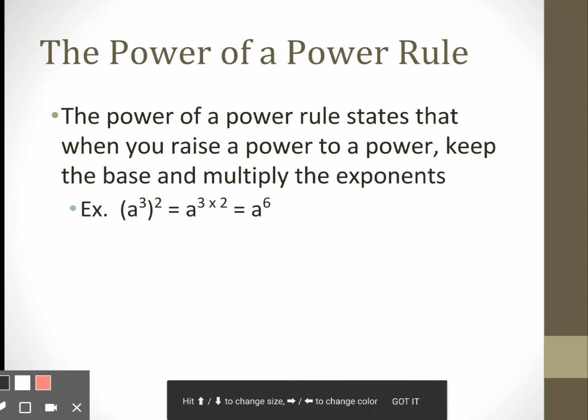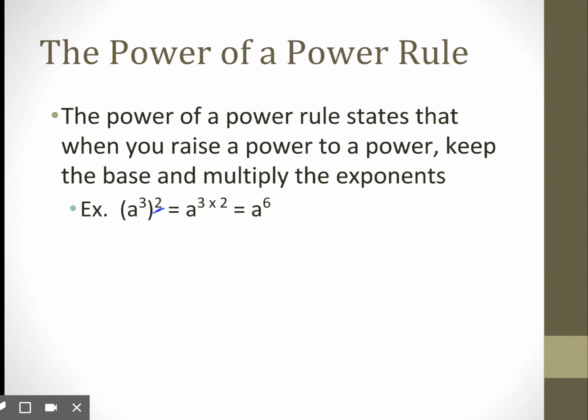So we have an example here of a to the third power raised again up to the second power. When this happens, all you have to do is simply multiply the two exponents together, keep your base, and you get a to the 6th power.